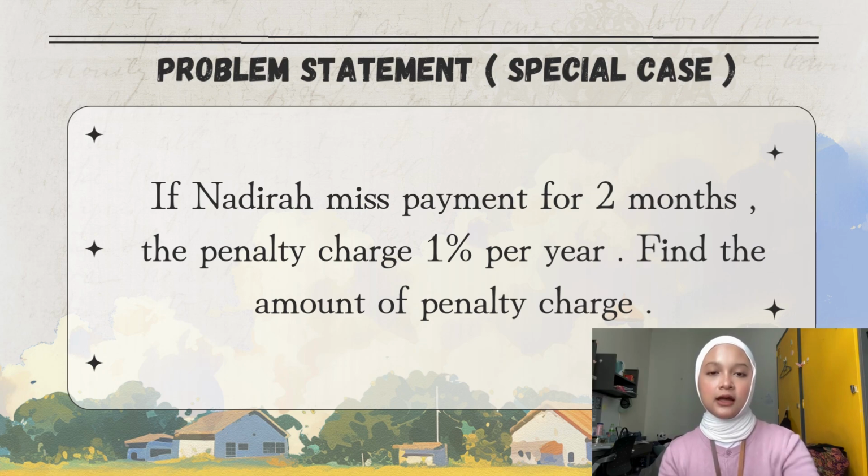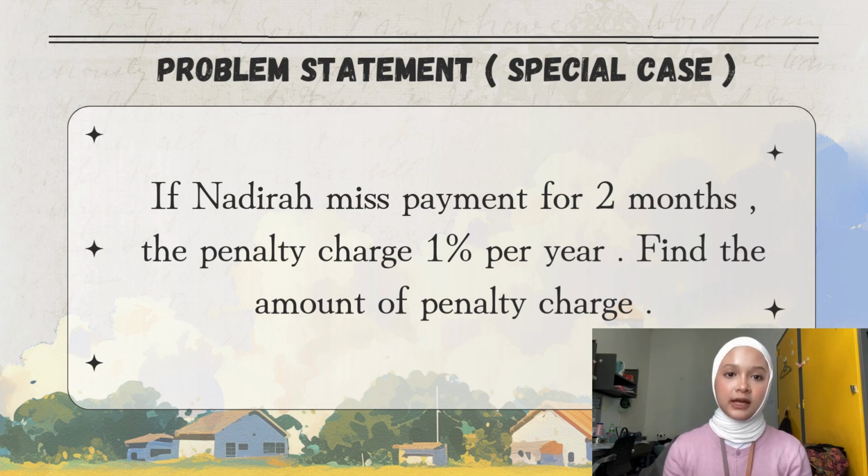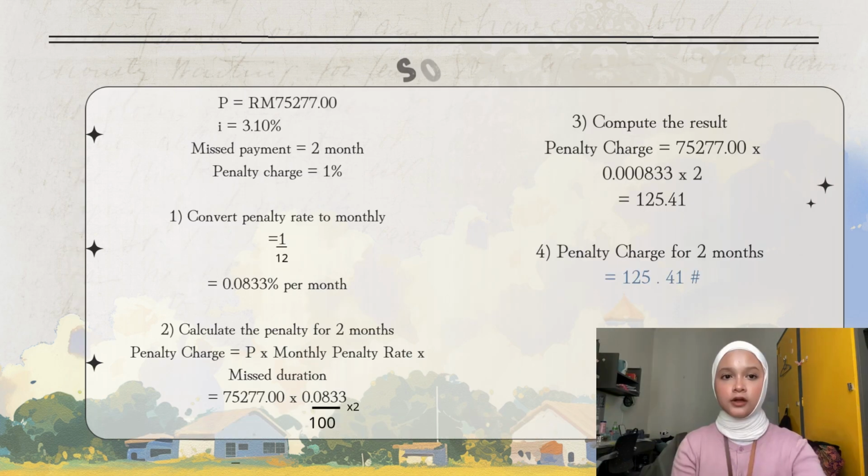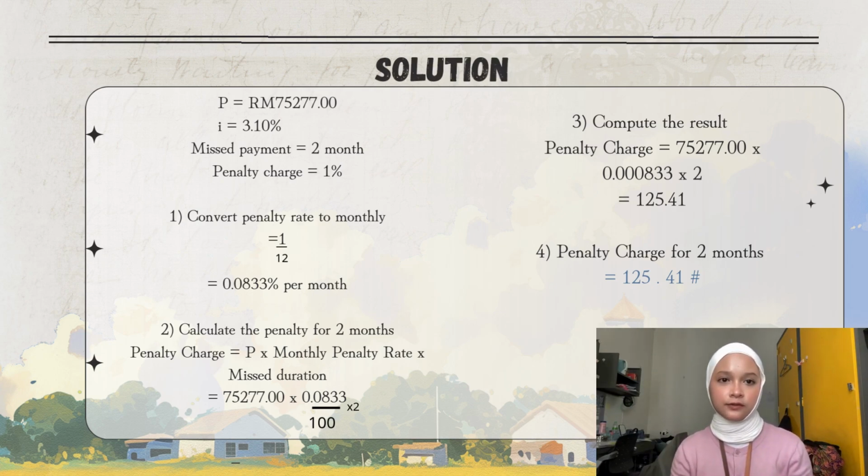Now, I will explain about the problem statement, which is a special case. So let's start. The question is, if Nadira missed payment for 2 months, the penalty charge is 1% per year. Find the amount of penalty charge. Okay, now I will explain the solution of the special case. So let's move on.